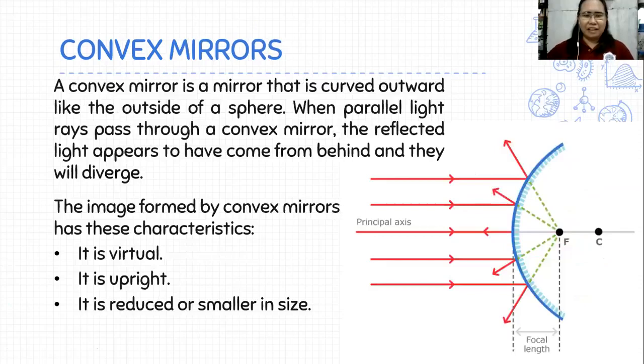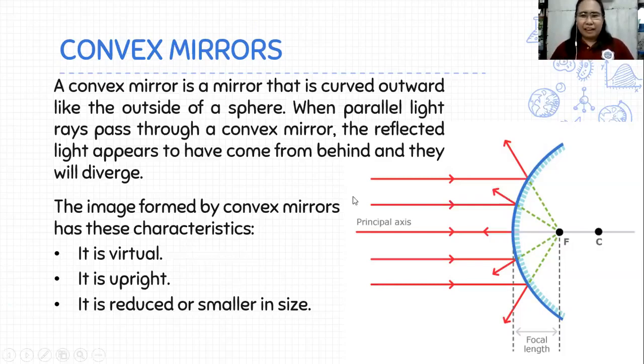Concave mirror's counterpart is the convex mirror. The convex mirror is a mirror that is curved outward, like the outside of a sphere. When parallel light rays hit a convex mirror, the reflected light appears to have come from behind and will diverge. So, kabaliktaran naman ito ng concave mirror. Tulad ng spoon, this is the bulging part of the circle or the sphere, I mean. So, yun ang convex mirror.